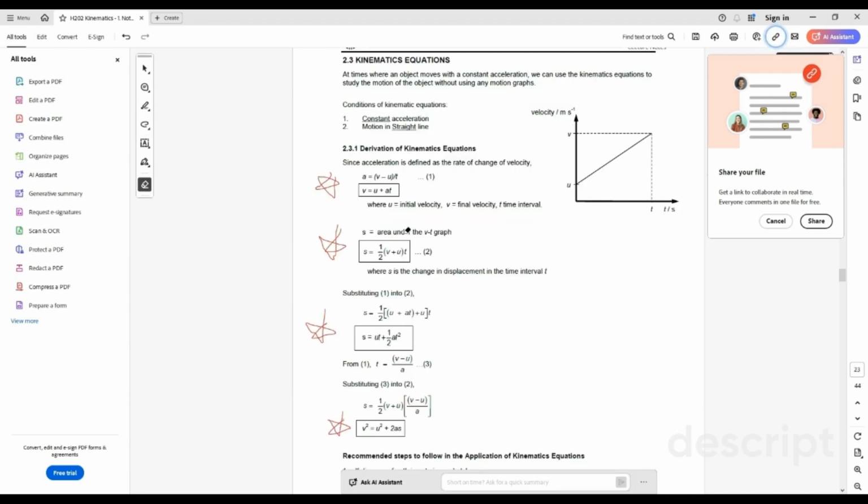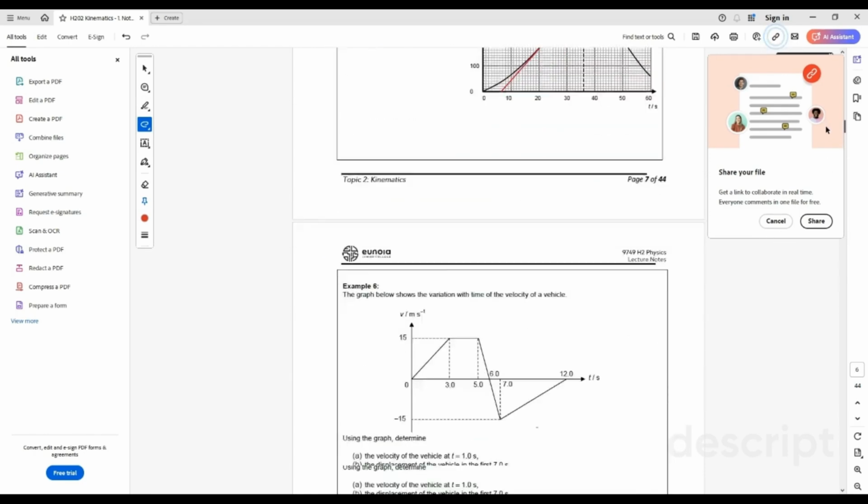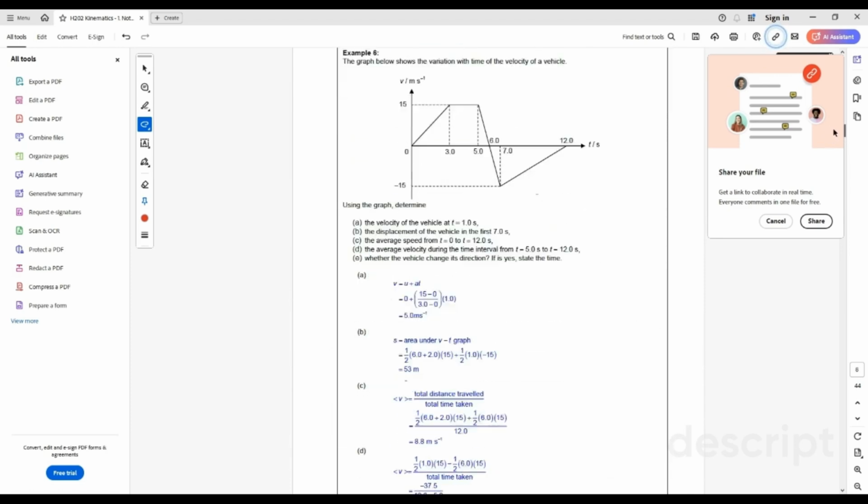Okay, now before we head over to the next example, I do want to show you guys this page 23, where you can find all the formulas for kinematics. So yeah, do take note of these equations. And now, without further ado, let's go through one example and also apply this formula.